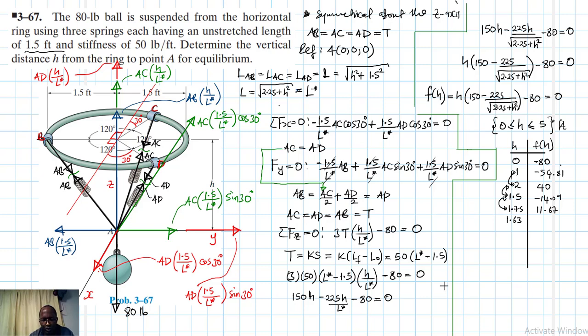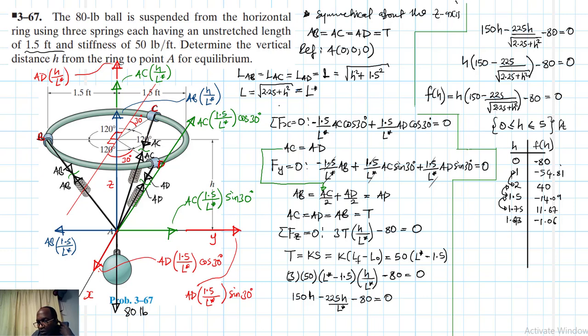Alright, so 2.25 plus 1.63 squared, square root of that, 225 divided by answer, then we have plus 150 times 1.63 minus 80. Alright, it is converging faster, which is cool.